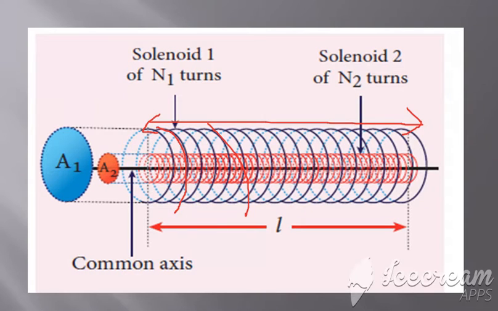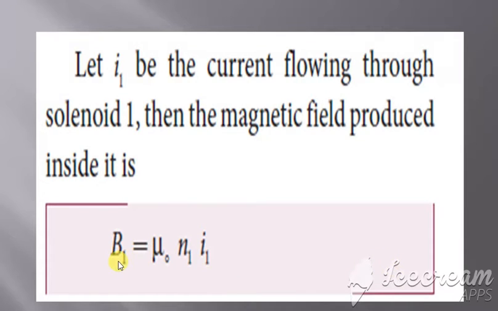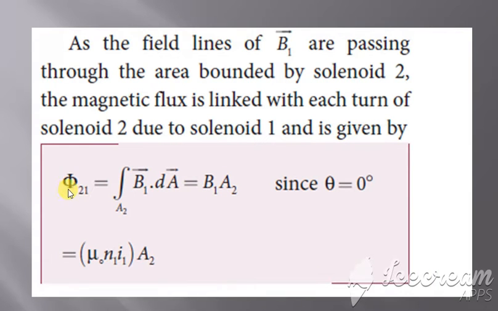Clear with this? So considering these two coils which have the turn densities n1 and n2, we are writing the equation for B1. This is the equation which we know already: B1 is equal to mu naught n1 I1. What is the equation for phi? Phi is equal to the integral of B dot dA. Now, when you remove this dot, we are writing this as B into A, so B1 into A2, since theta is equal to 0 and the dot product comes with a cos theta. Cos 0 is equal to 1. So we are writing B1 into A2.